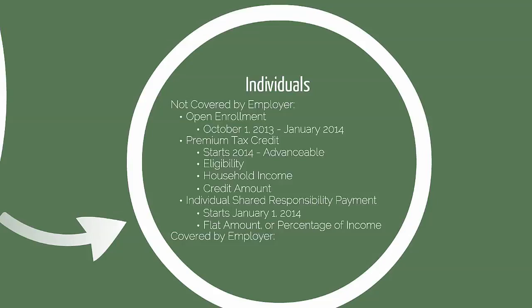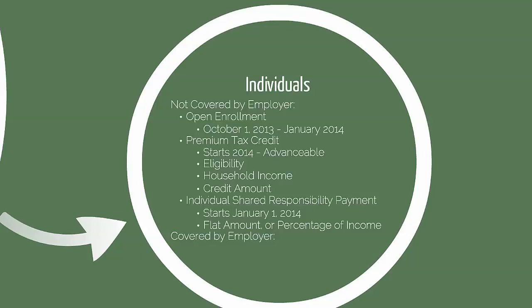The monthly penalty amount for a month is equal to 1/12 of the greater of the following amounts: the flat dollar amount or the percentage of income. The flat dollar amount is the lesser of the sum of the applicable dollar amounts for all non-exempt individuals without minimum essential coverage for whom the taxpayer is liable, or 300% of the applicable dollar amount. So what is the applicable dollar amount?